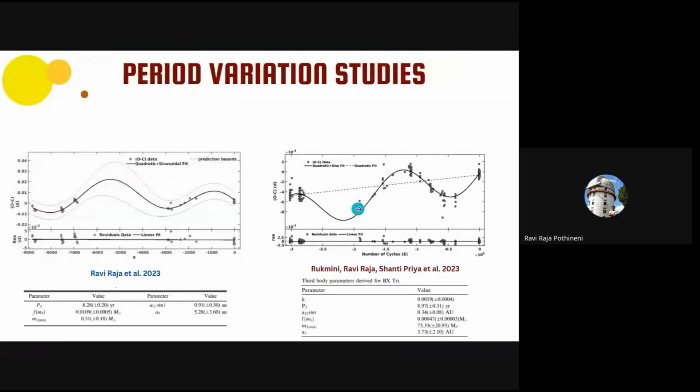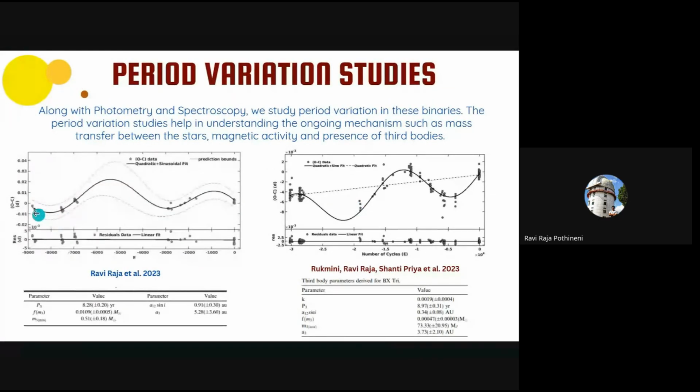And as I mentioned, I also focus on additional bodies. I mean to say, not just the binary system; I also focus on the additional component which is orbiting around this binary system. In order to detect such systems or third bodies, we make use of something called period variation studies. These third bodies affect the motion of these two stars.